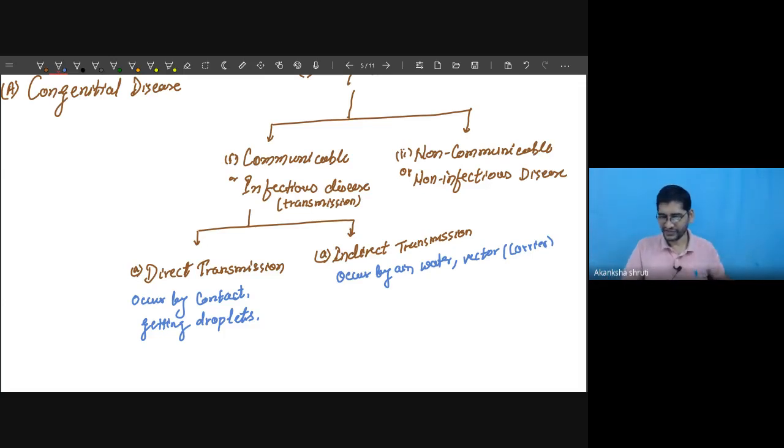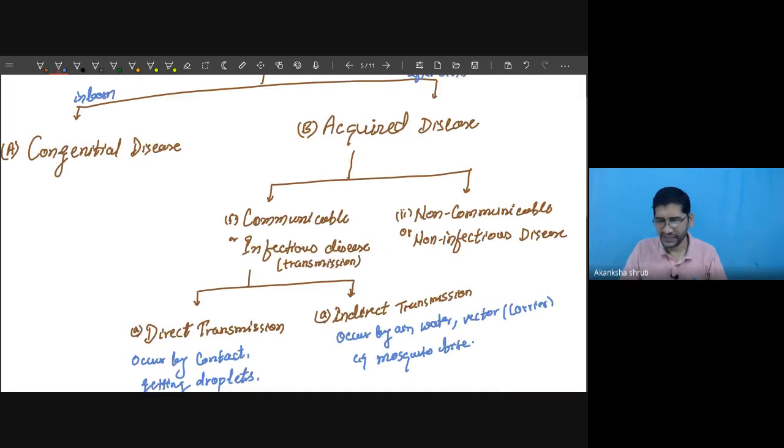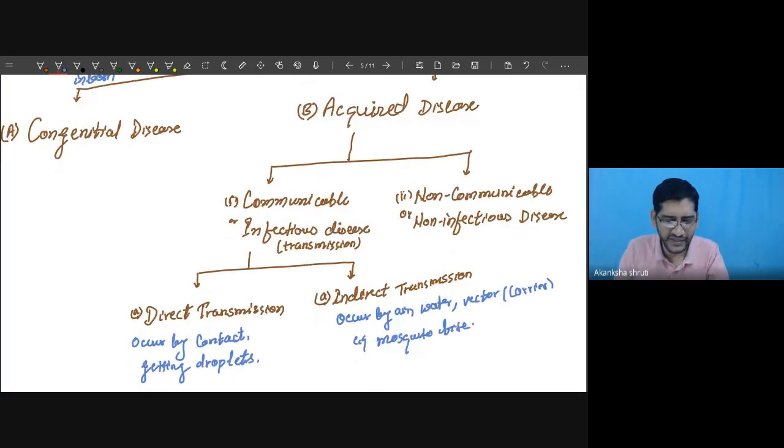So these conditions are called indirect. Example, mosquito bite. A mosquito that has bitten the patient and then bites a healthy person, the healthy person will also fall ill.